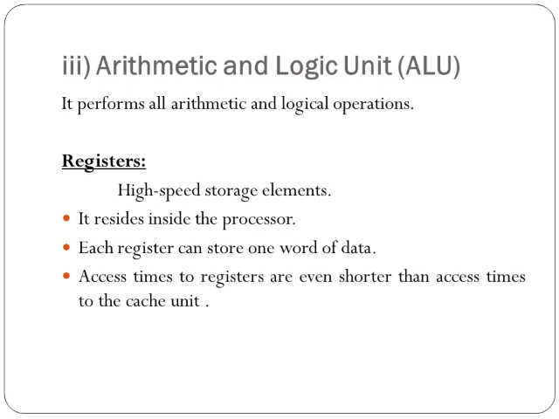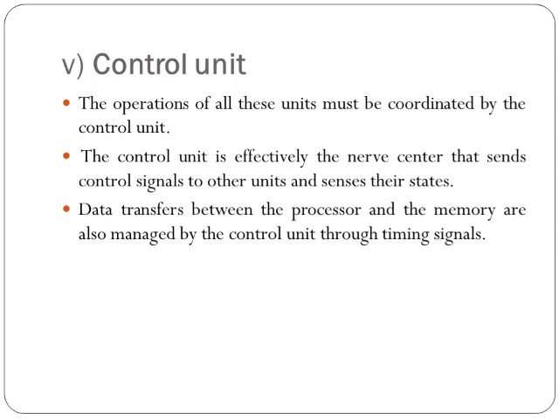Registers reside inside the processor. These are high-speed storage elements. Each register can store one word of data. The access time of registers is faster than the cache unit. Then control unit. The control unit controls the operation of all units of computer system. The control unit is effectively the nerve center that sends control signals to other units and senses their states. Data transfer between the processor and memory is also managed by the control unit through timing signals.